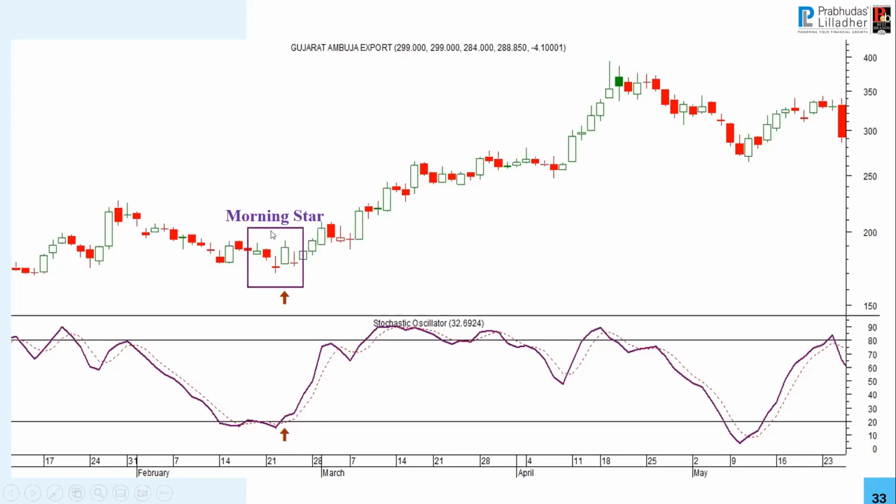Gujarat Ambuja Export, the first trading strategy we are seeing is right at the first reversal, that is morning star. Along with that, the stochastic indicator has given us a buy signal. We continue holding till we reach the overbought zone. Over here also the stock has made a dip, but have a look, the candles have not fallen down. So once the low is breached, you will exit your buy strategy.